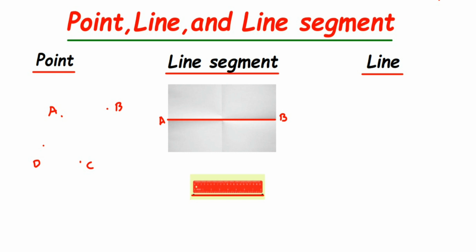Now, how do we represent a line segment then? So suppose I have a map. Let me take a random example. Suppose this is a map here, and I want to go from this point A to this point B.